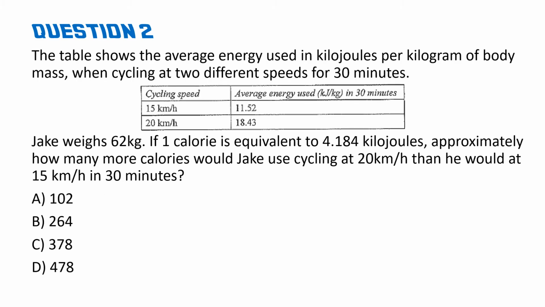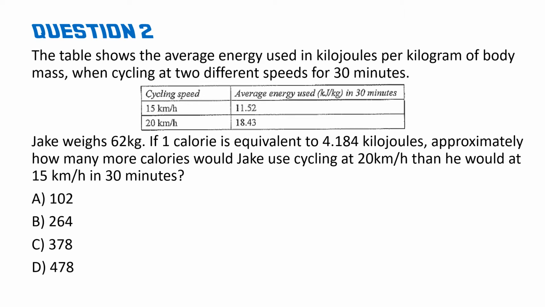Question 2. The table shows the average energy used in kilojoules per kilogram of body mass when cycling at 2 different speeds for 30 minutes. So if we cycle at 15 kilometers per hour for 30 minutes, we're going to use 11.52 kilojoules per kilogram. However, if we're cycling at a faster speed of 60 kilometers per hour, we're going to be using more kilojoules, namely 18.43 per kilogram. Now we've got someone here, Jake, who weighs 62 kilograms.